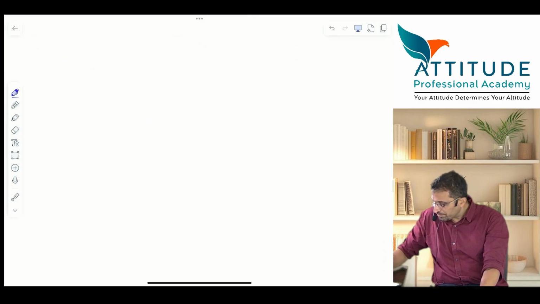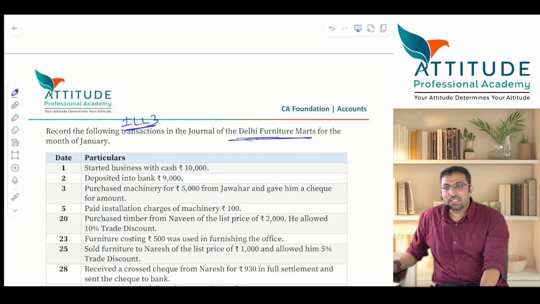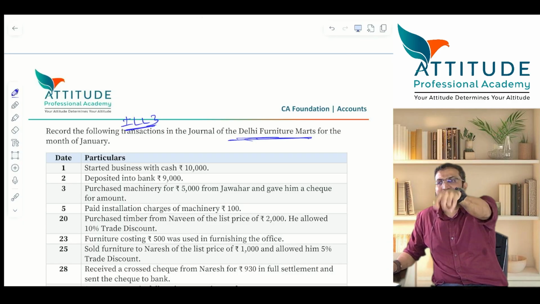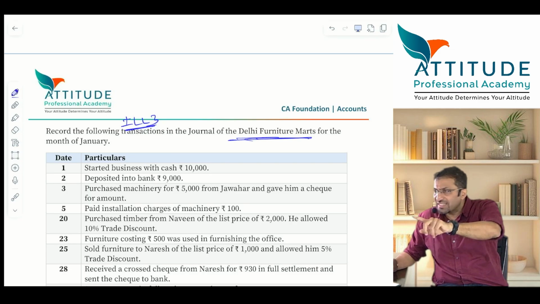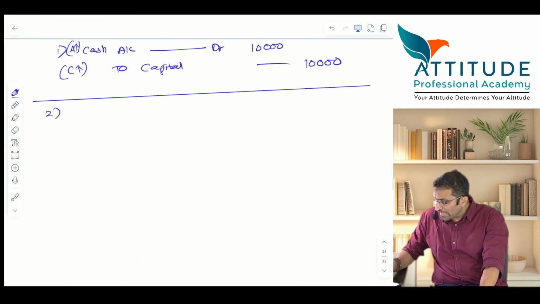Second. Tell me the second entry. Deposit into bank how much? 9,000. Deposited into bank 9,000 means this cash what you have received is now deposited to bank to the extent of 9,000 only. Entry. Asset increases. Bank account.